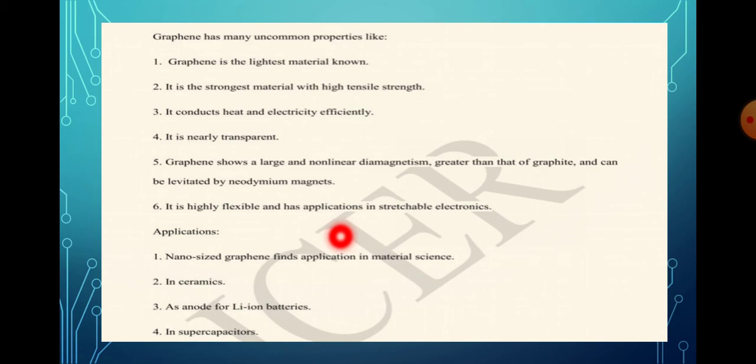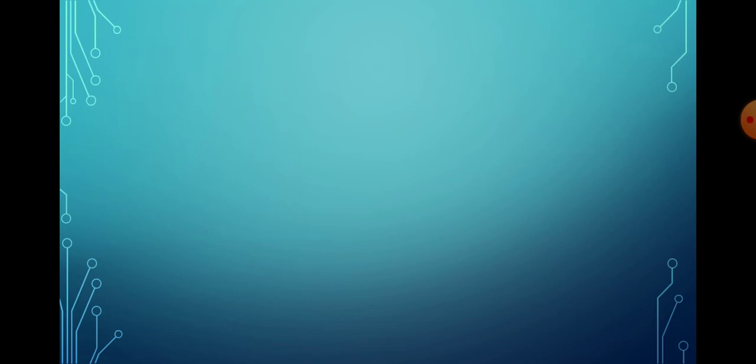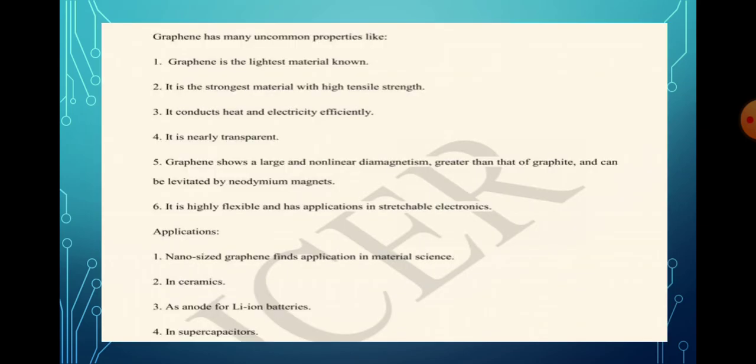These are the properties: it is the lightest material known, it is the strongest material with high tensile strength, conducts heat and electricity, and is nearly transparent. These are the properties of graphene. Next, what are the applications? Nano-sized graphene, ceramics, lithium-ion batteries, supercapacitors. Okay, this is the last part of this chapter.